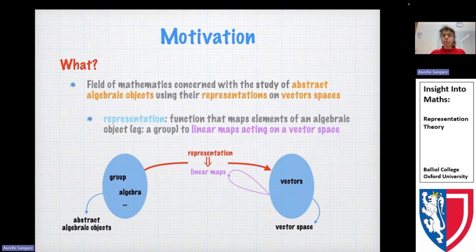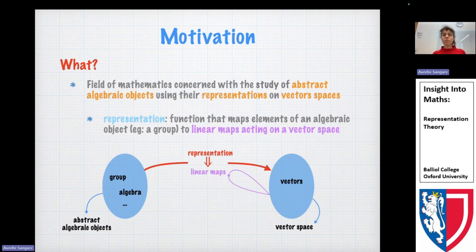And that's really what I hope to show you in the diagram below. So on the one hand, you have the abstract algebraic objects that you're interested in studying, like a group or an algebra. Then on the other hand, you have this other object called a vector space, and then in between, your representation is what allows your abstract algebraic object to act linearly on your vector space, and this in the end is what allows us to study the abstract algebraic object.